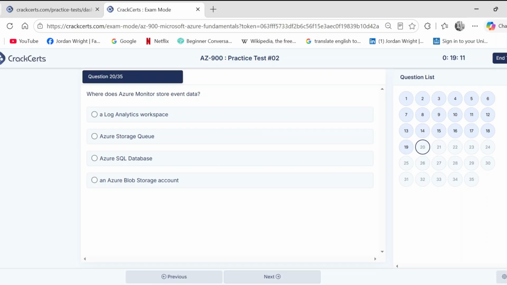Yeah, 100%. And okay, so we're on question 20. So where does Azure Monitor store event data? I think it's the workspace, maybe.